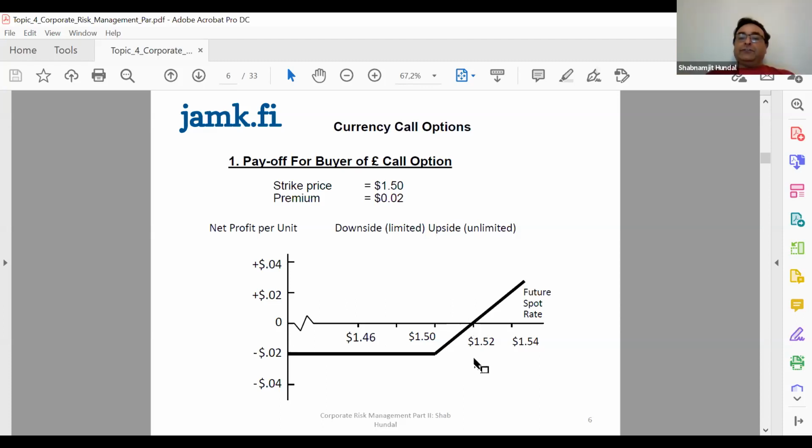What about 1.52? Will you exercise the contract or will you not?